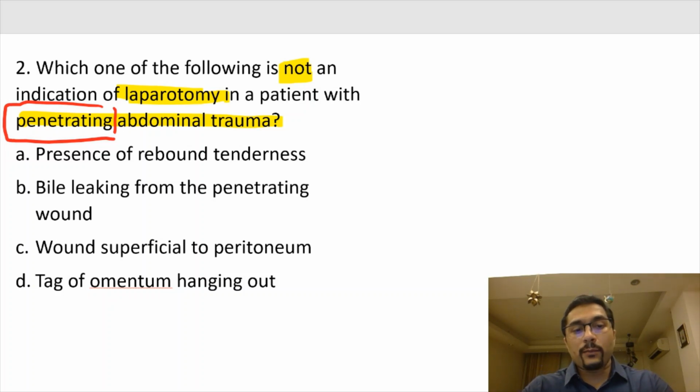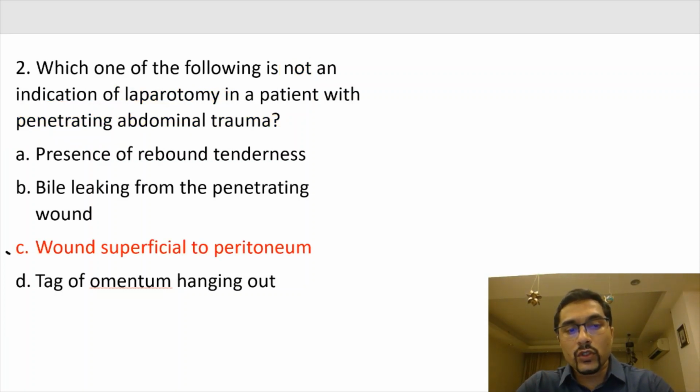So the options are presence of rebound tenderness, bile leakage, wound superficial to peritoneum, and tag of omentum hanging out. Correct answer here is wound superficial to the peritoneum. We don't do a laparotomy immediately in these patients.